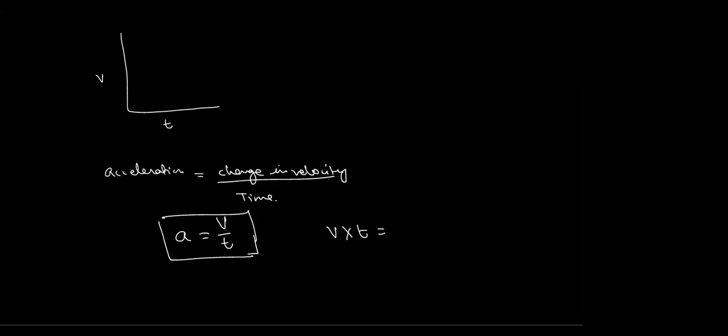Do we have any such value? V into t, do we have velocity into time? If you are moving with a speed of 50 meter per second for the time of 3 seconds, what will you have? You will have the displacement, meaning the distance covered or the displacement.